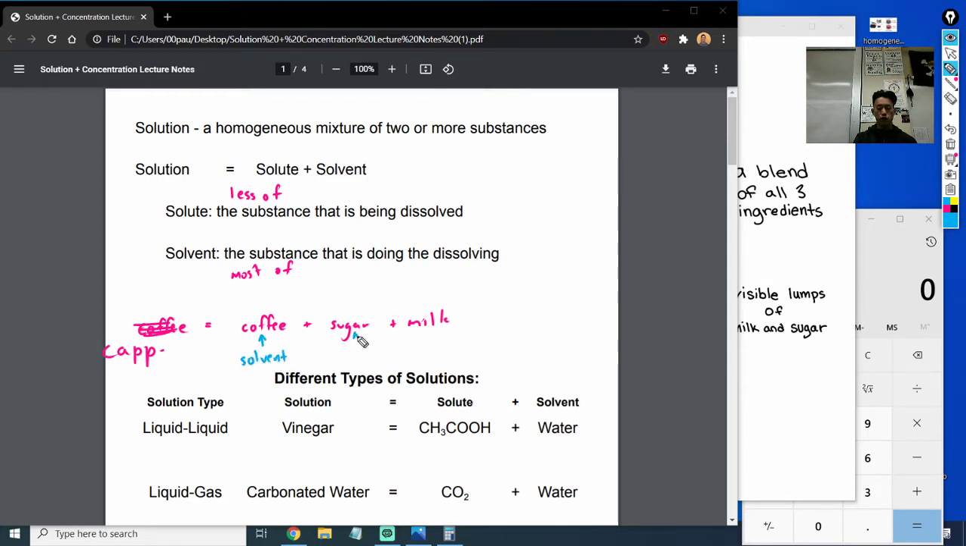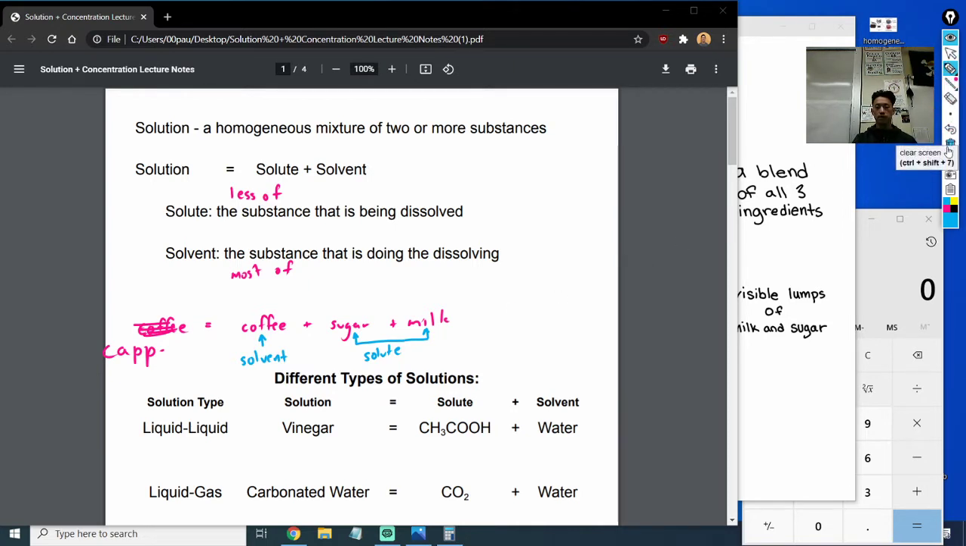Okay? You have some sugar and you have milk in there, but you don't have as much sugar as you do the coffee, and you don't have as much milk as the coffee. Since you have less, these are called solutes. So basically, these two things are getting mixed into the coffee. So these would be the solutes, and this would be the solvent. Okay? Easy way to think about it.